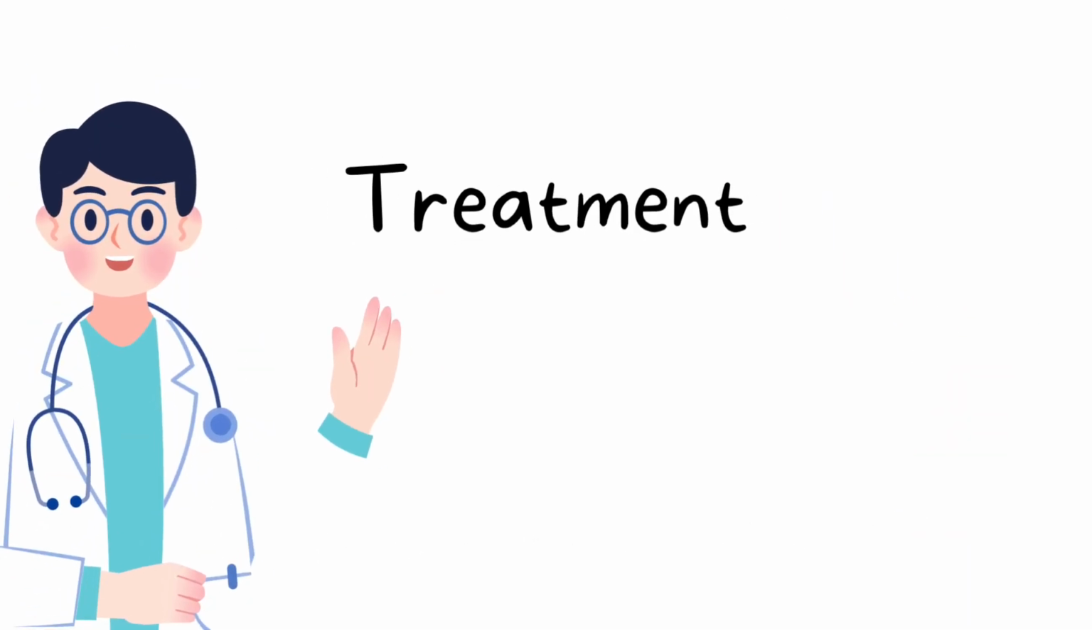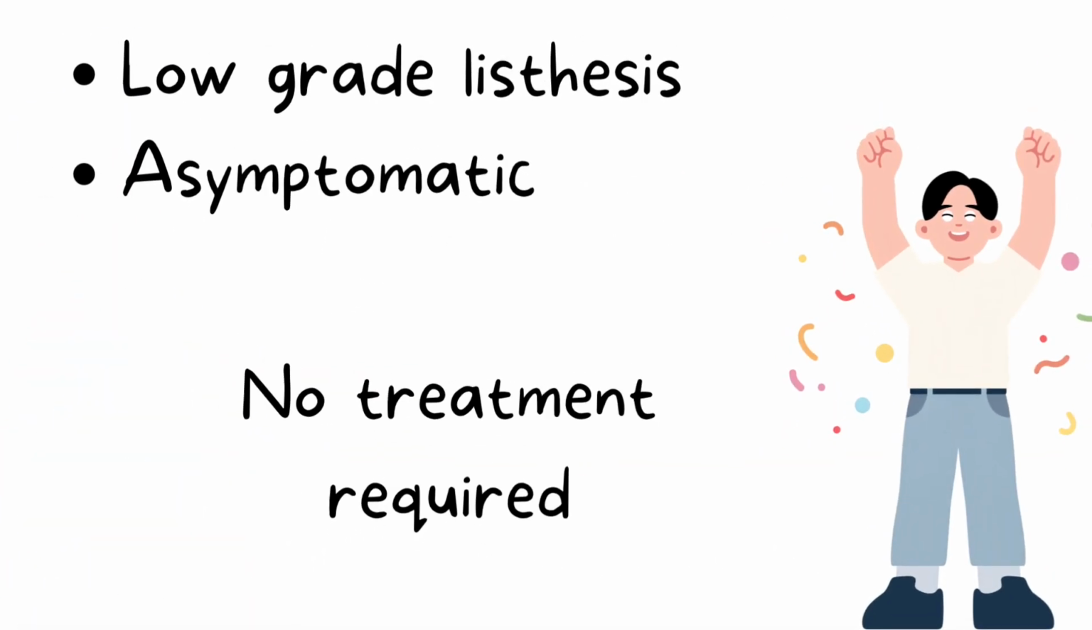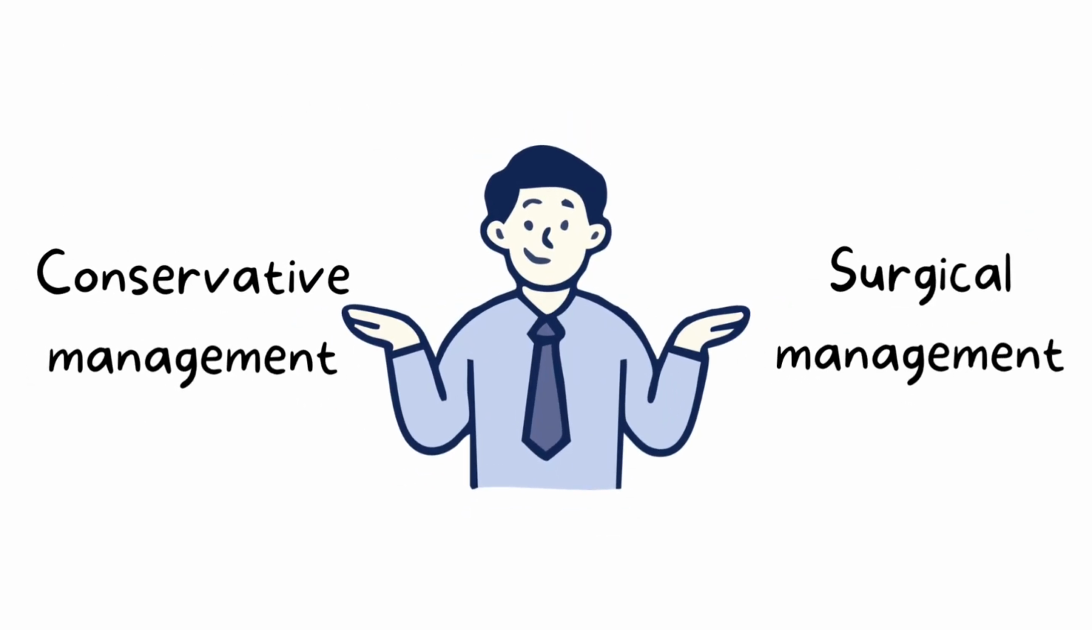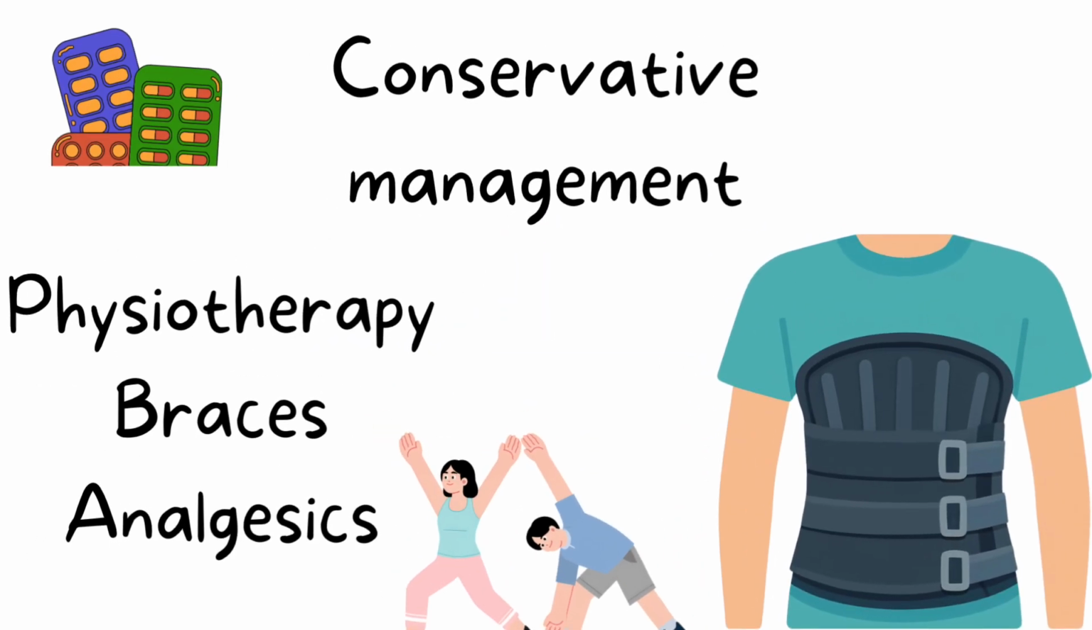Now let's discuss the treatment part. Usually, low-grade listhesis and asymptomatic patients don't require treatment. They just need reassurance and lifestyle changes. In symptomatic patients, we need to choose between conservative management versus surgical management. Conservative management means treating without surgery.